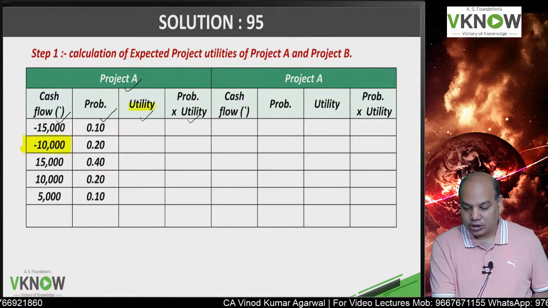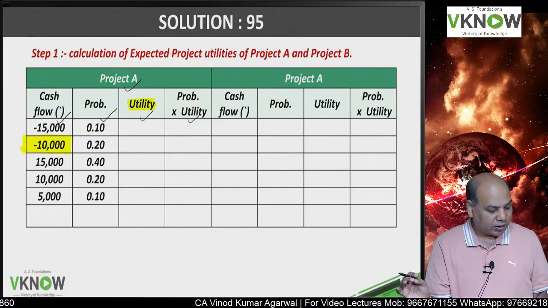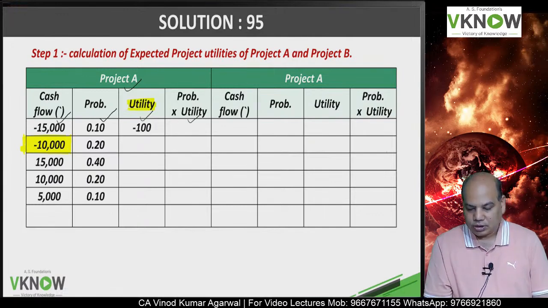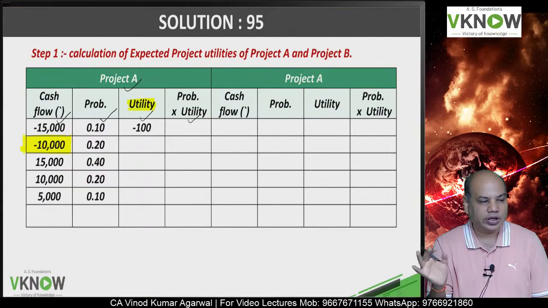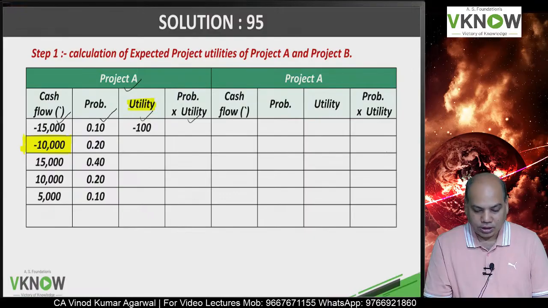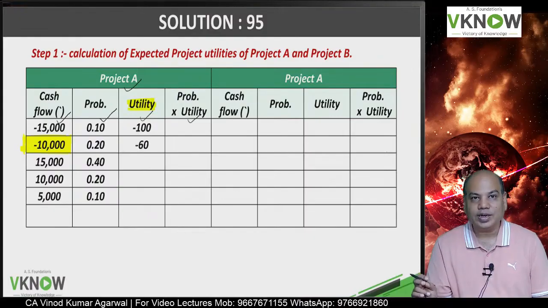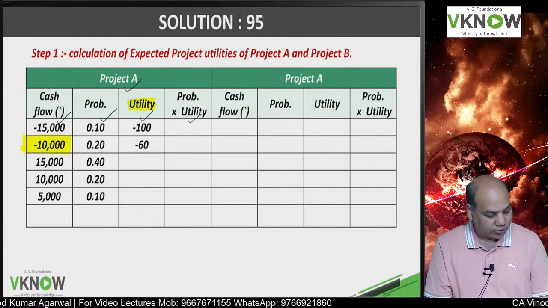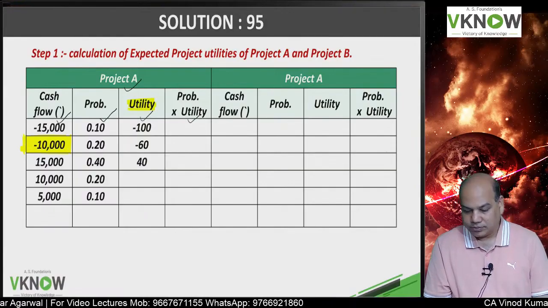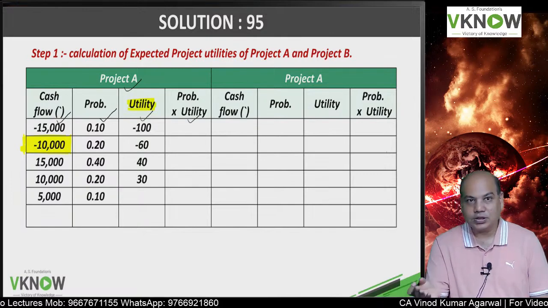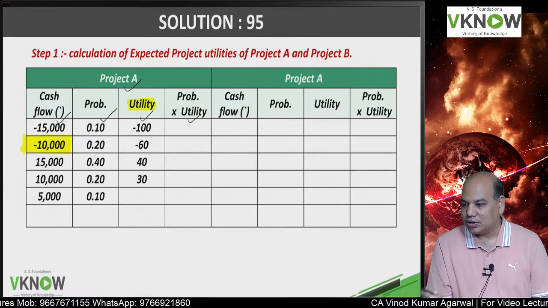Now how do I write utility? What is the practice of this company? If cash flow is minus 15,000, the company assigns a utility value of 100 negative. If cash flow is minus 10,000, the company assigns a utility value of minus 60, from the original table in the question book. If cash flow is plus 15,000, 40. If cash flow is 10,000, 30. If cash flow is 5,000, yes, how much utility will the company assign to that cash flow?